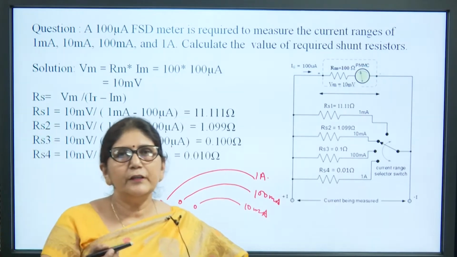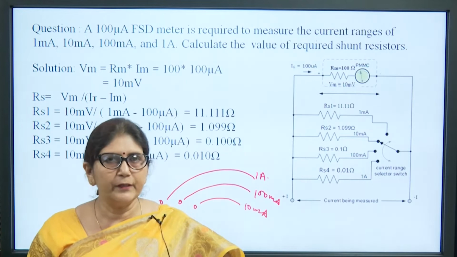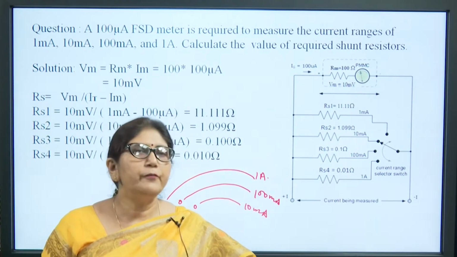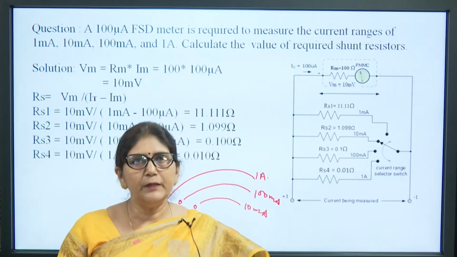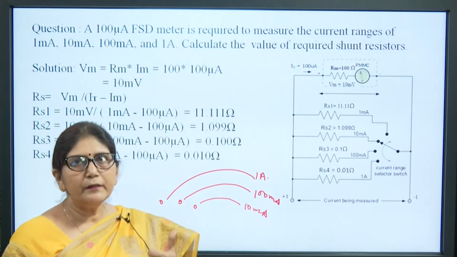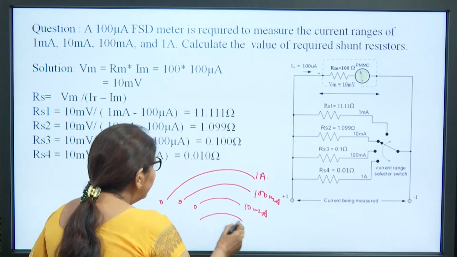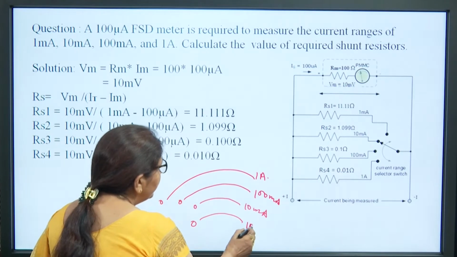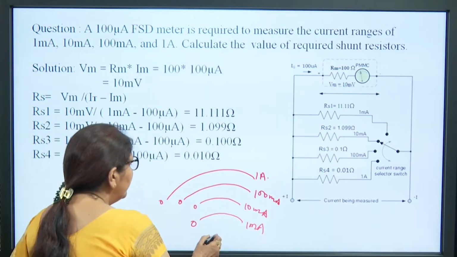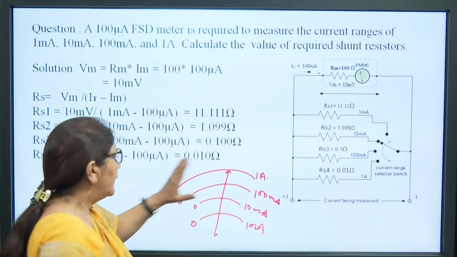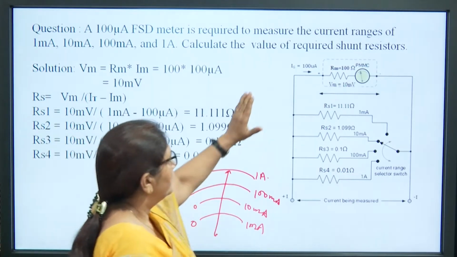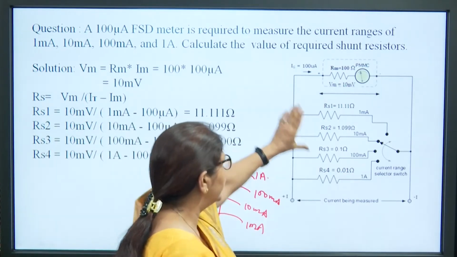Here the question is: a 100 microampere full scale deflection meter is required to measure current ranges of 1 milliampere, 10 milliampere, 100 milliampere and 1 ampere. So, here we have to make one more scale, that is 0 to 1 milliampere. We want a single meter in which we can measure all these values of current, so for this we are using these shunt resistances.